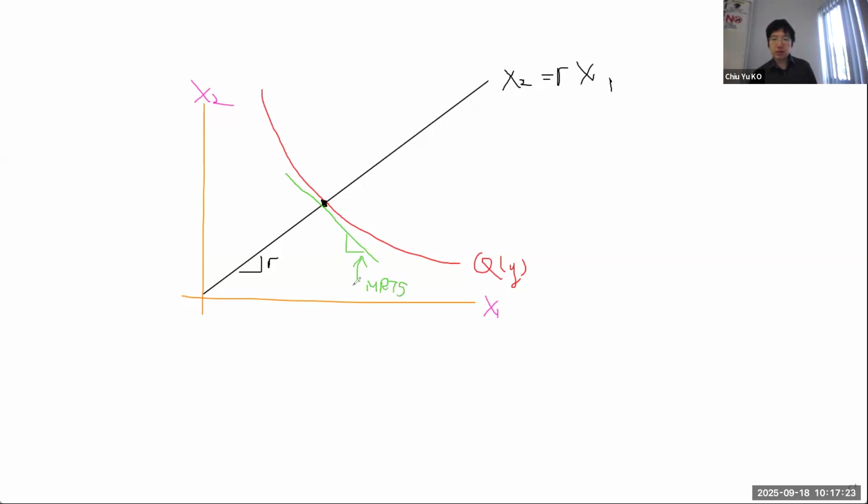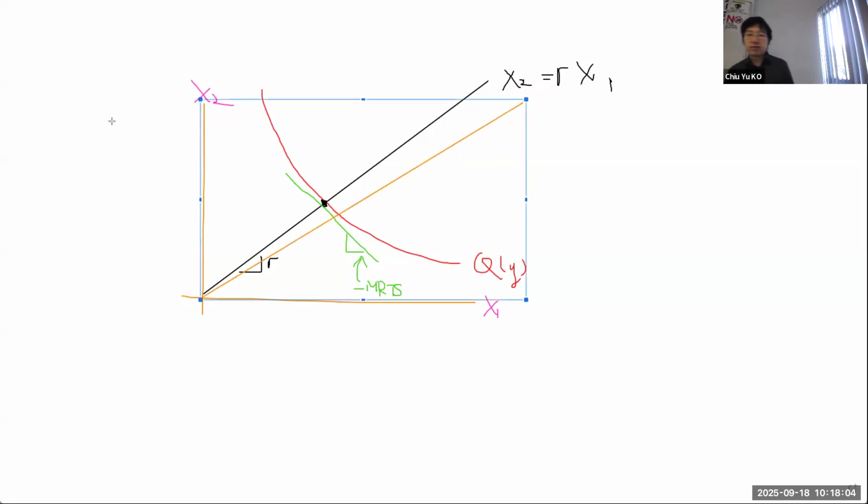Negative MRTS. If you take away 1 unit of input 1, how much of input 2 do you need to make sure you stay on the isoquant? So the elasticity of substitution means the following. If I rotate the line, suppose I slightly rotate my line, change R a little bit, it becomes R prime, say.